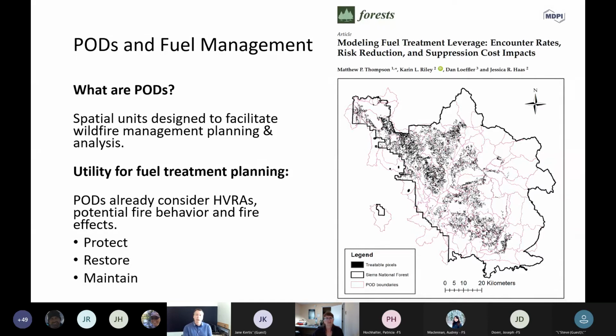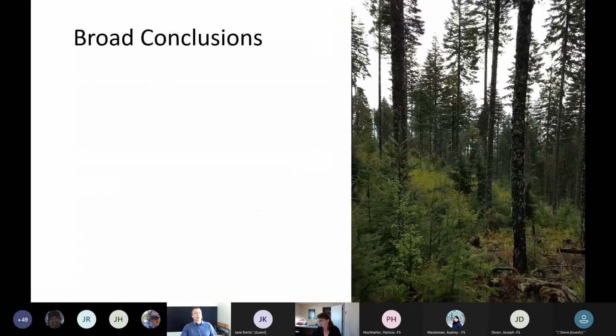Because built into their delineation, you have a consideration of where the high value resources are across the landscape and what the risk is to different pools of high value resources in different places across the landscape. Pods also have a really high potential value in use for planning things like fuel management treatments at landscape scales. And there's actually some research that's provided examples of how we could go about utilizing pods for this kind of landscape scale fuel management planning and implementation. And I've provided an example of one of those studies here.